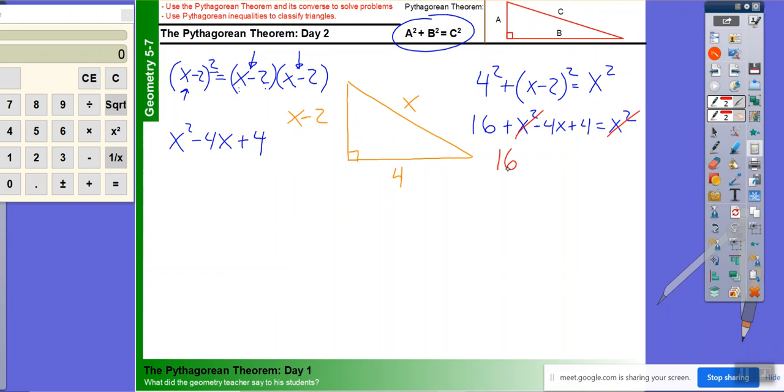So we get 16 minus 4x plus 4 is equal to 0. All right. What is my next step? Add 4 and 16. And you get 20 minus 4x equals 0, and then you have to add 4x. Sure. So 20 equals 4x, and then x equals 5. X equals, yeah.